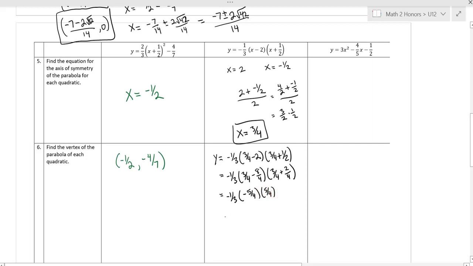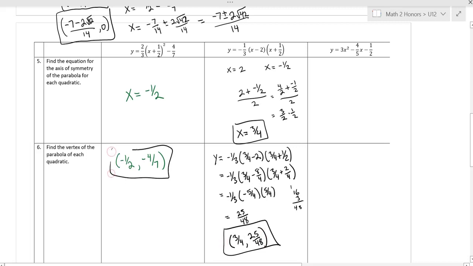Multiply this together, we're going to get positive 25 over, we got 4 times 4 times 3, so 16 times 3, which is 48. So 25 over 48. So my vertex, x value was 3/4 from the axis of symmetry, and y value is 25 over 48. There's my vertex for that one.